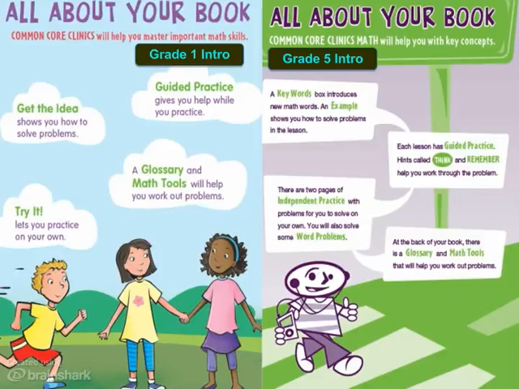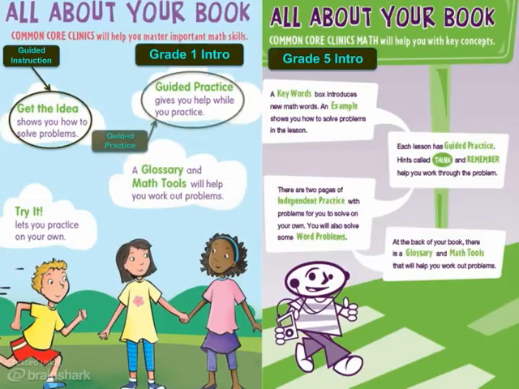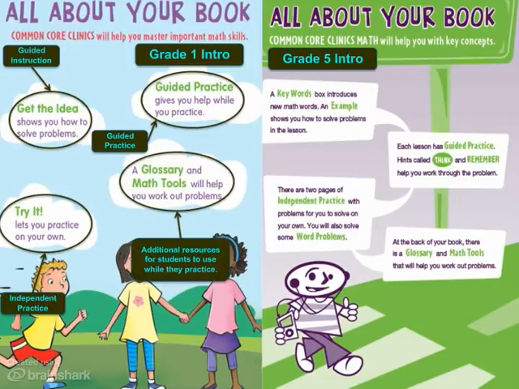Each book begins with an introduction for the students to help them understand the layout of their book. Each lesson is structured the exact same way and is based on the gradual release of responsibility model. In Grade 1 and 2, the students start with Get the Idea, which is the guided instruction for the teacher to model the concept. The guided practice provides students help while they practice, and the Try It is independent practice.